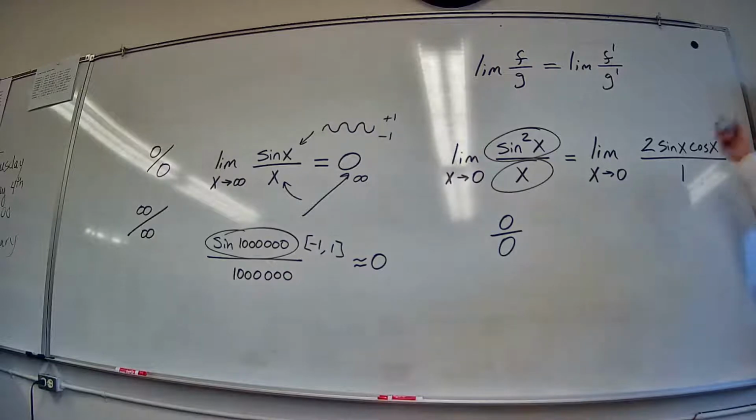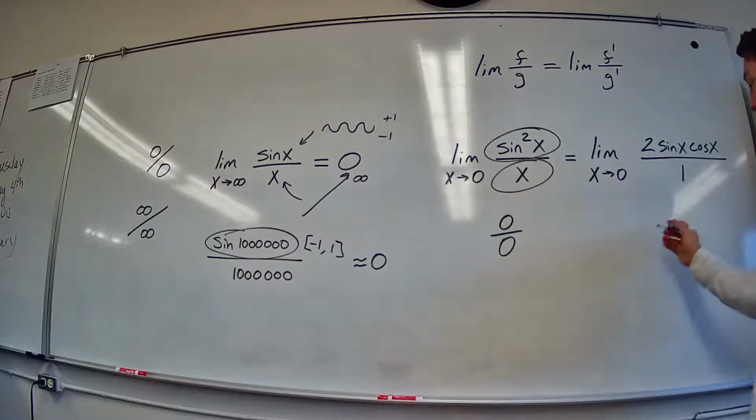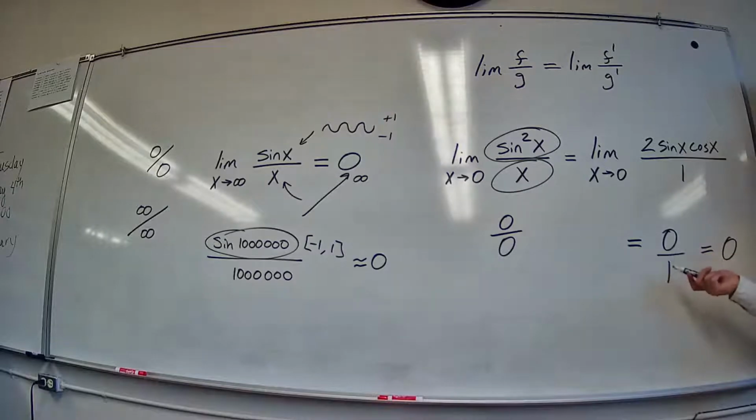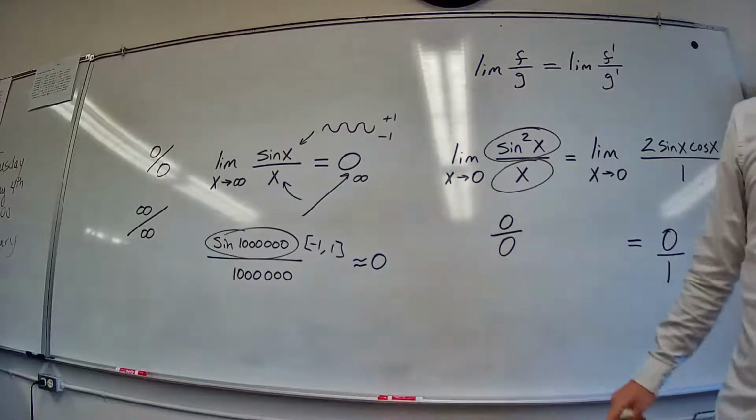So what's the answer then? Plug in 0. What's the sine of 0? 0. So you have 0 divided by 1. And this is when we overthink sometimes, right? We go, oh, 0 over 1, what form is that? It's not a form. It's just a number. 0 divided by 1 is 0. Okay. Do we understand?